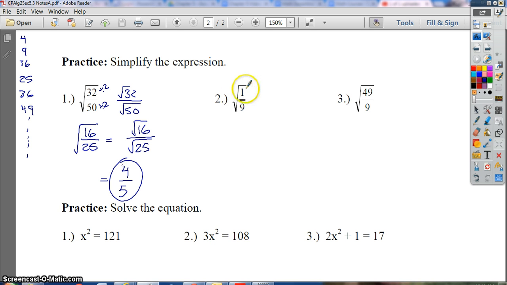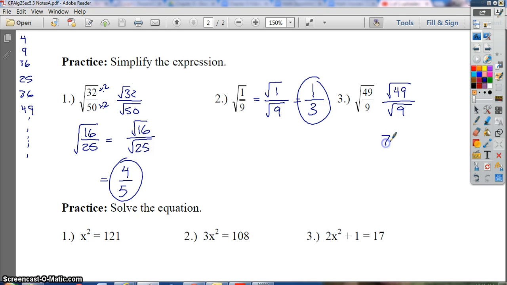So when you look at this one, can you reduce 1/9? No. So now we split it apart. Square root of 1, square root of 9. Square root of 1 is 1, square root of 9 is 3. Life is good. 1/3. Same thing here. 49 over 9 cannot be reduced, so we're going to break it apart. So this is going to be 7 over 3. Okay? Life is good. Remember, fractions are actually your friends, guys. Just be patient with them.